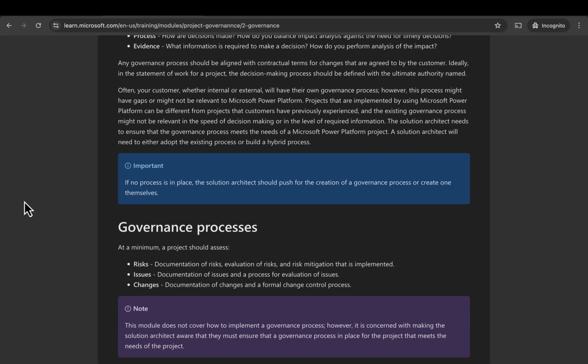Projects that are implemented by using Microsoft Power Platform can be different from projects that customers have previously experienced. The existing governance process might not be relevant in the speed of decision-making or in the level of required information. The solution architect needs to ensure that the governance process meets the needs of a Microsoft Power Platform project. A solution architect will need to either adopt the existing process or build a hybrid process. Important. If no process is in place, the solution architect should push for the creation of a governance process or create one themselves.